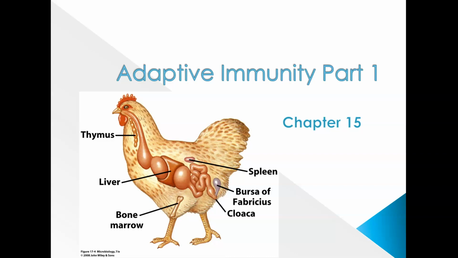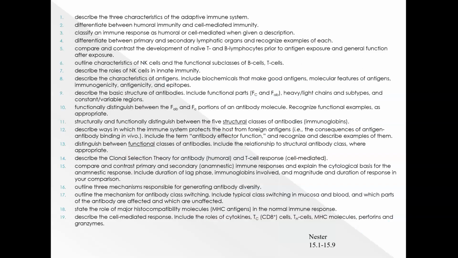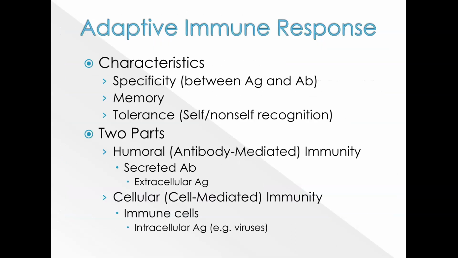Chapter 15 is all about adaptive immunity. It's the other branch of our immune system that is the corollary to the innate immune system. So again, this is a fairly heavy chapter in terms of learning objectives, and there is a lot of content in this lecture. So let's go ahead and dive right in.